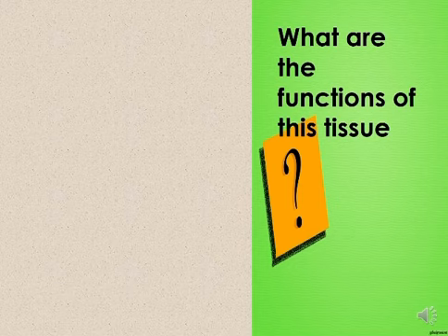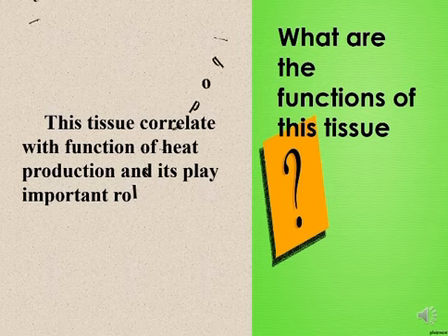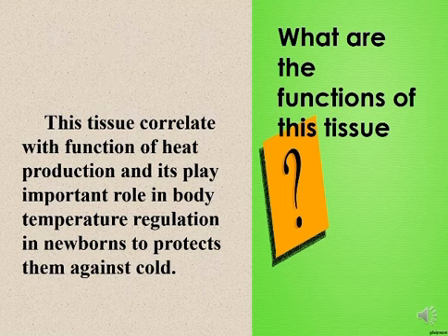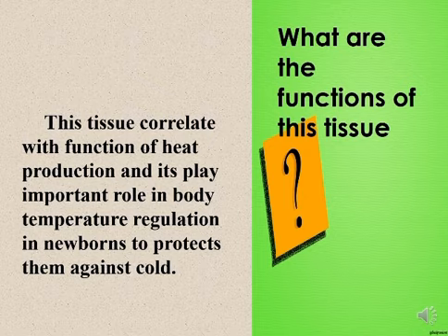What are the functions of brown adipose tissue? This tissue is correlated with the function of heat production, where it plays an important role in regulation of body temperature in newborns, to protect them against cold.